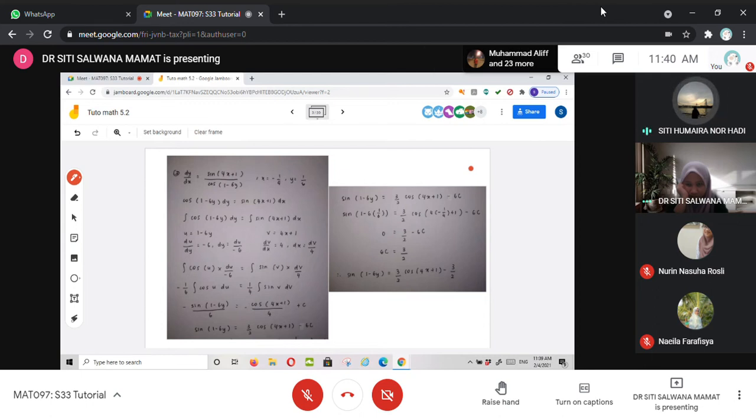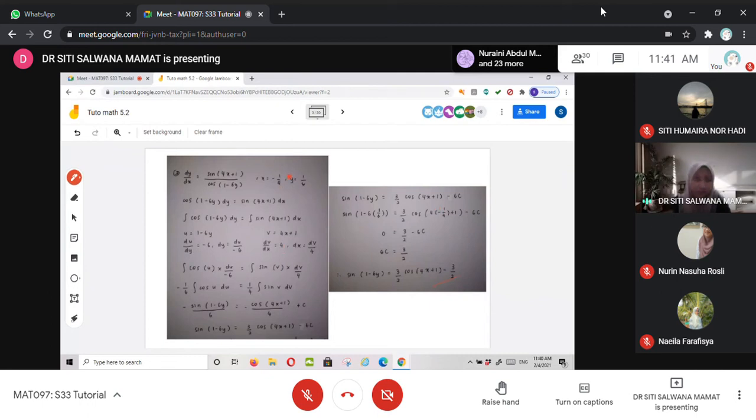Next, dia dah kasih kat soalan x equals negative 1 over 4 and y equals 1 over 6. Kita masukkan je, gantikan y dengan x tu. Lepas tu untuk carikan nilai constant tu 6c. And then 6c tu kita dapat 3 over 2. Lepas tu kita gantikan balik dalam equation dia, dapat akhir sekali sin 1 minus 6y equals 3 over 2 cos 4x plus 1 minus 3 over 2. Okay, so this is the particular solution.